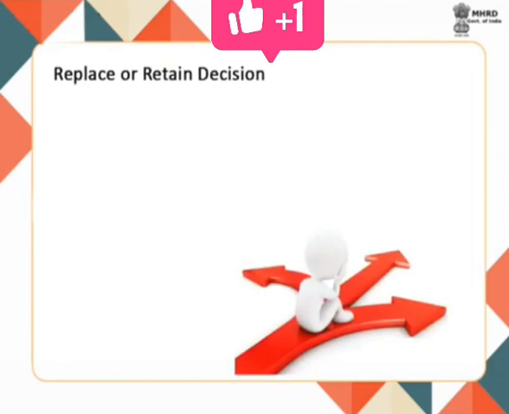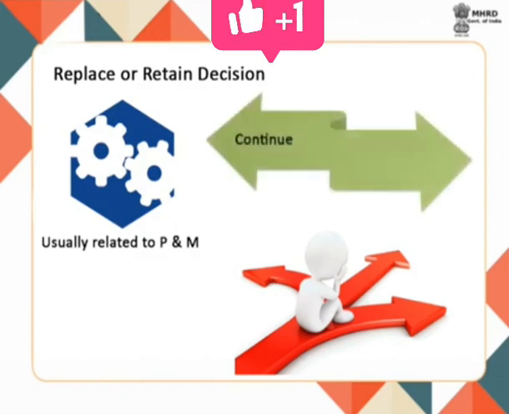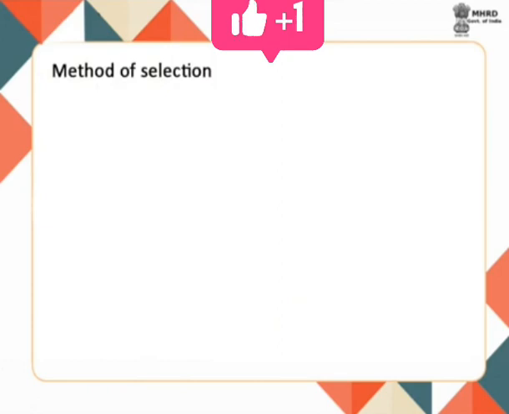Replace or retain decision. These decisions are usually related to plant and machinery. There are two types of situations faced by management in this respect, such as whether to continue operation with the existing plant or replace it with a new one. If replacement decision is taken, then there is a decision relating to replacement alternatives available. Let us now discuss the method of selection.